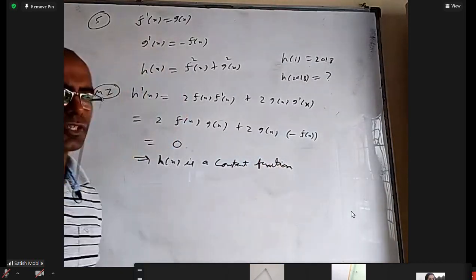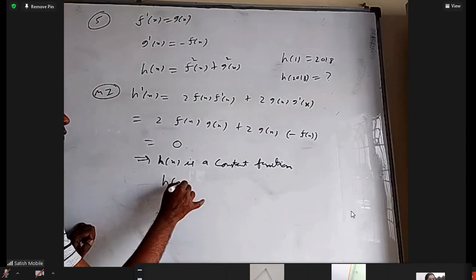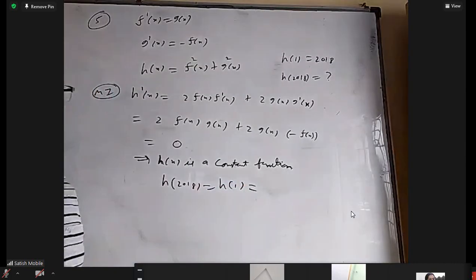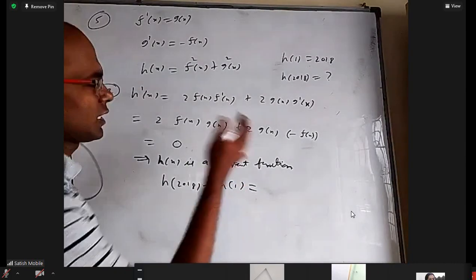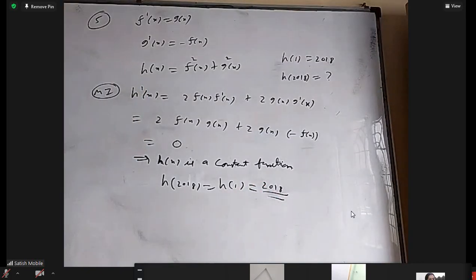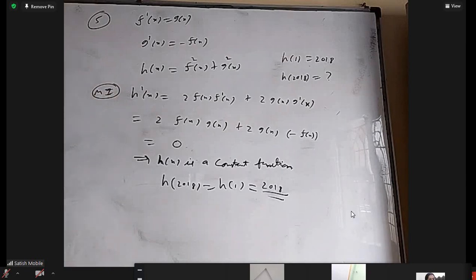Once it is a constant function, at 1 or 2018 the value will be the same. h(2018) will be the same as h(1). And h(1), if they give 10, the answer is 10. If they give 9, the answer is 9. They gave 2018, so the answer is 2018. Okay. Is everybody able to follow this? Rakesh, understood? Yes, sir. Okay.